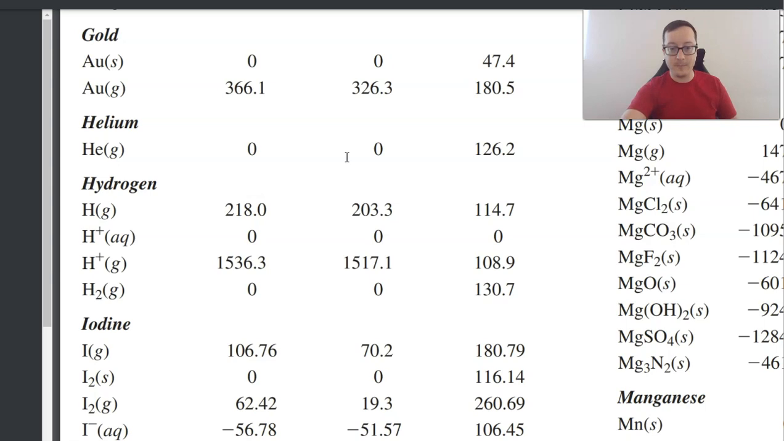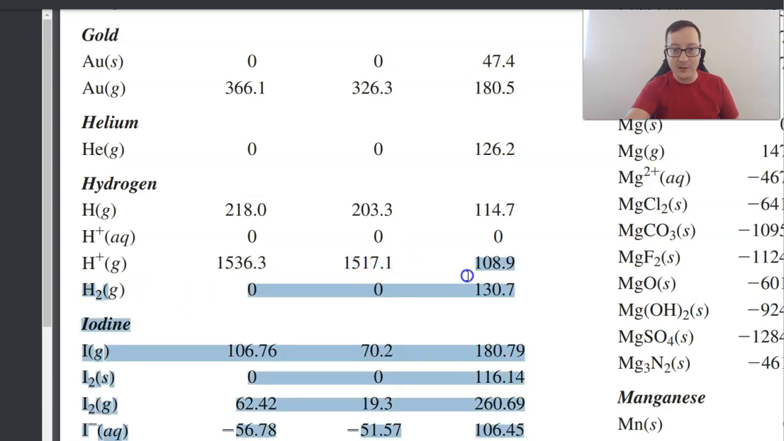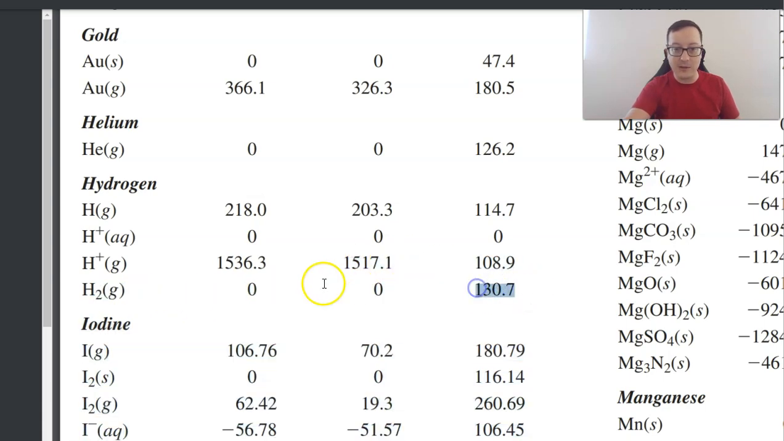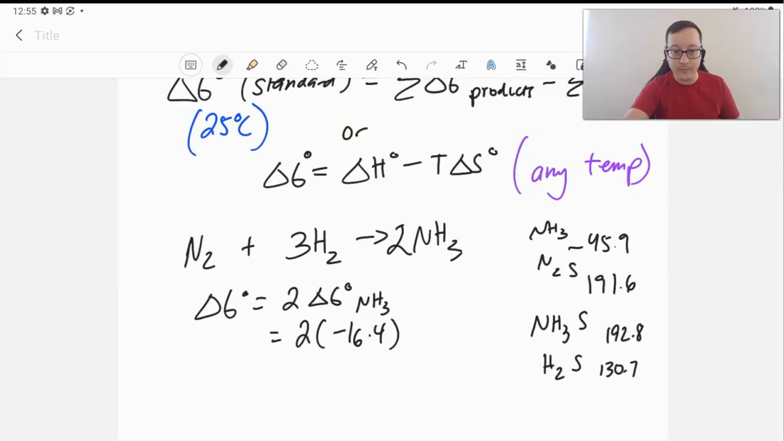Okay, cool. Back to the tablet. So that's how you look stuff up as well. You'll go, here's hydrogen gas. Let's find the S associated with it. It's always delta H, delta G, delta S. So here we go. I have the numbers written down.